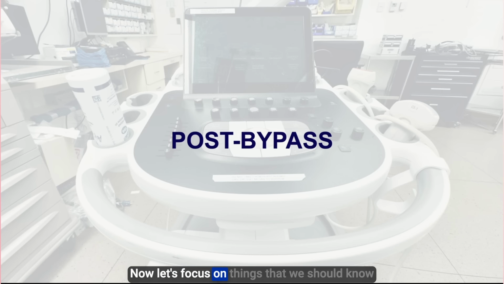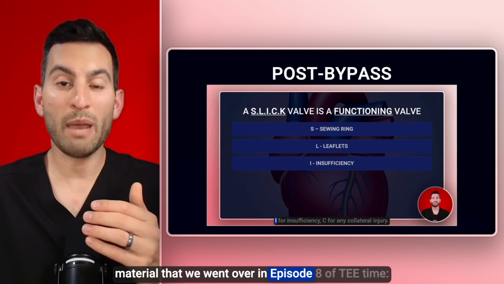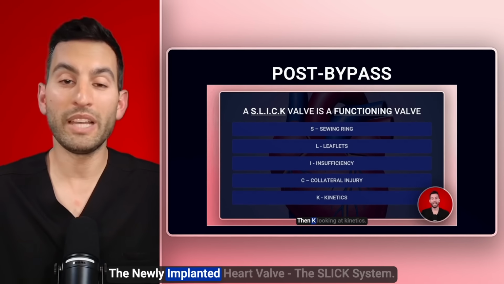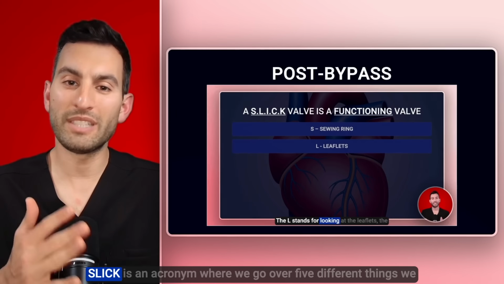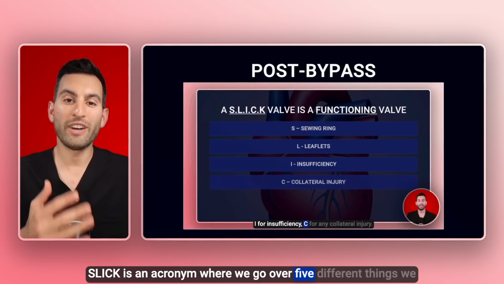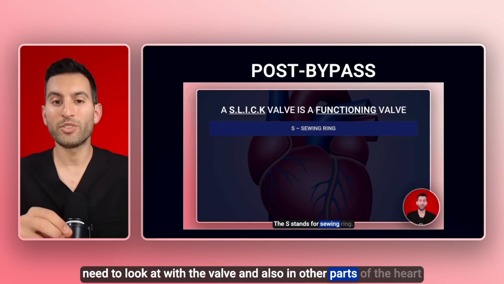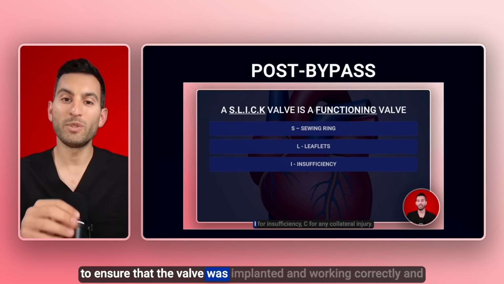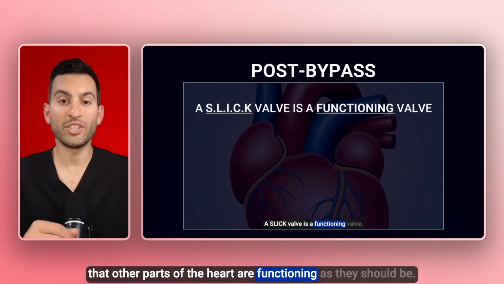Now let's focus on things we should know for the post-bypass period when we're coming off pump in mitral valve replacement surgery cases. We're going to apply in the post-bypass period the material that we went over in episode 8 of Tea Time, the newly implanted heart valve, the SLIC system. This is a 5-step system. SLIC is an acronym where we go over 5 different things we need to look at with the valve and also in other parts of the heart to ensure that the valve was implanted and working correctly and that other parts of the heart are functioning as they should be.